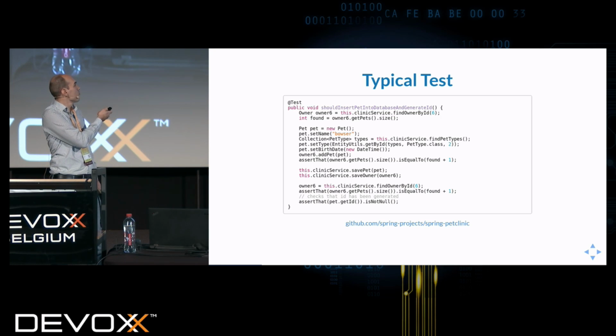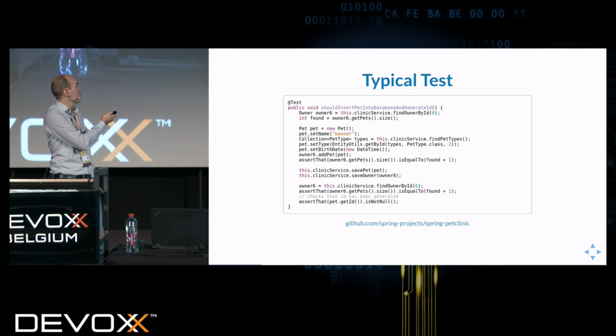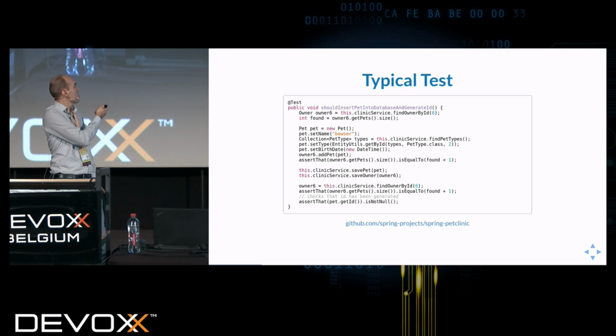So we start with the first line. The clinic service finds owner by ID 6. So here already we have a problem. We are getting some owner by ID 6. We don't know whether this owner is really relevant or not, or whether this ID is important. Okay, but it's some owner 6. Then we get the number of pets from this owner and store it here. Then we create a new pet and give it the name Bowser. Maybe the name Bowser is not important here, I guess, but nevertheless we see it here. Then we get the pet types, and the pet type with ID 2, and set the type of the pet to ID 2. We also don't know what the ID 2 is here.